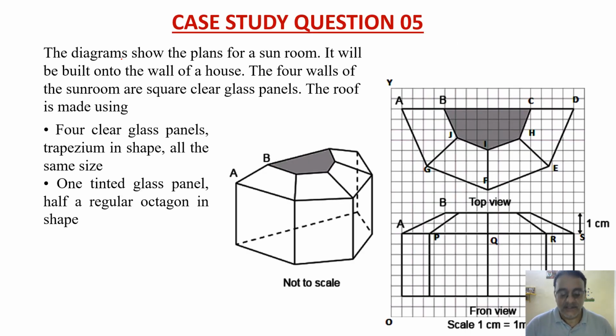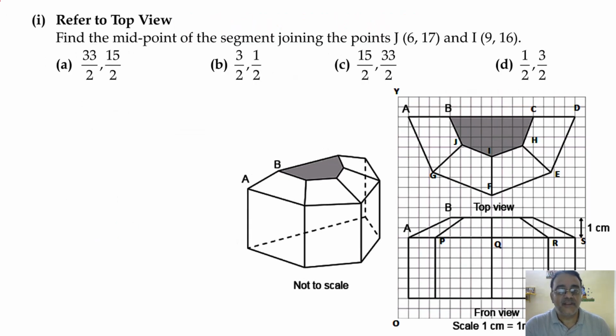The diagram shows the plans for a sunroom. It will be built onto the wall of a house. The 4 walls of the sunroom are square, clear glass panels. The roof is made using first 4 clear glass panels, trapezium in shape, all the same size, and 1 tinted glass panel, half a regular octagon in shape. Refer to top view. Top view is this one. Okay, and this is the front view.